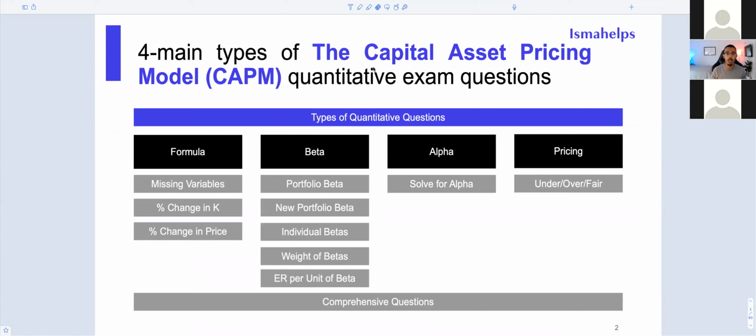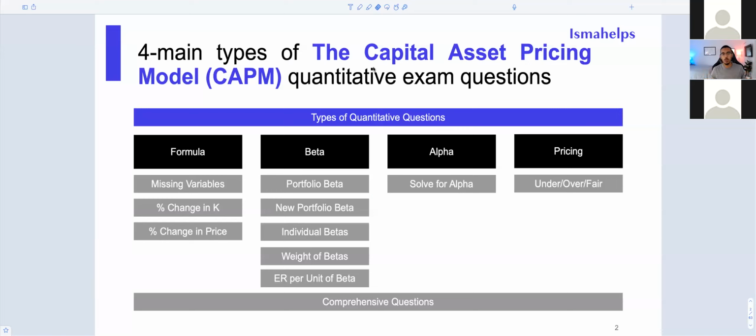The third subsegment of beta questions would be solving for individual betas. In other words, this would mean that we would require you to solve for a specific beta of an asset within a portfolio. It's pretty interesting stuff. And then the fourth subsegment would be the weight of beta. So figuring out, what is the specific weight attributed to one specific stock in this portfolio?